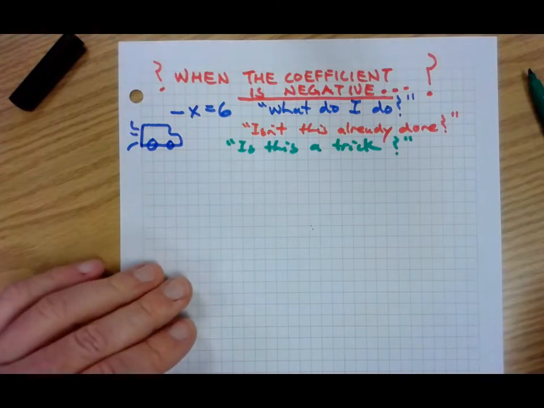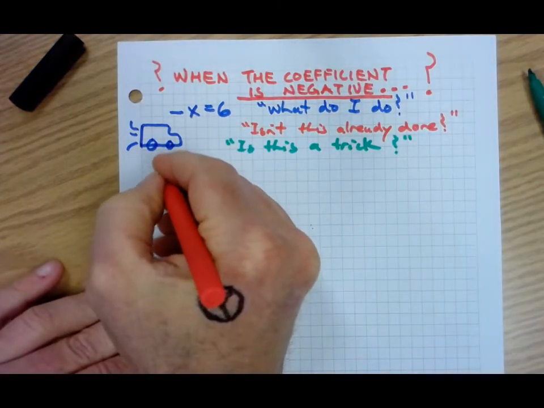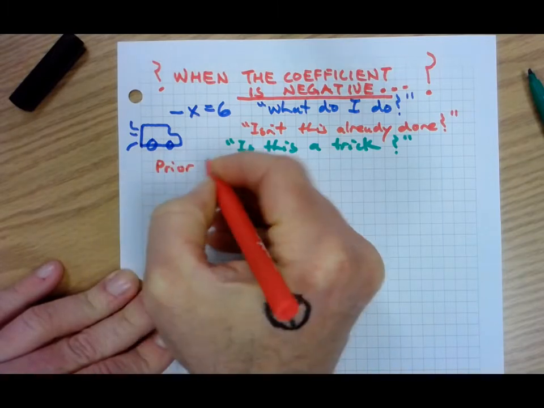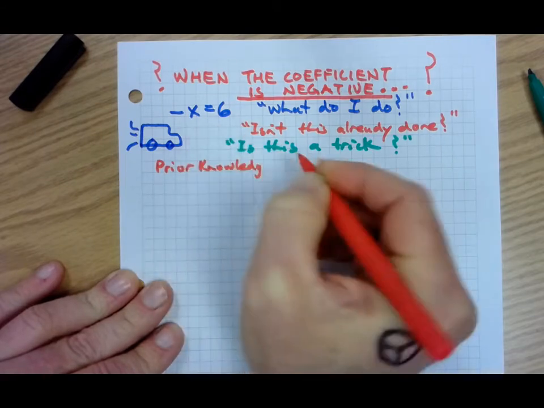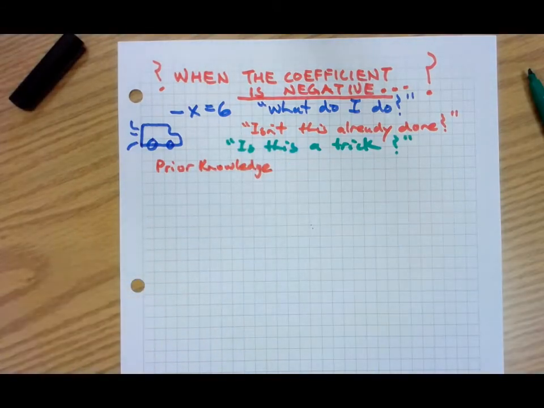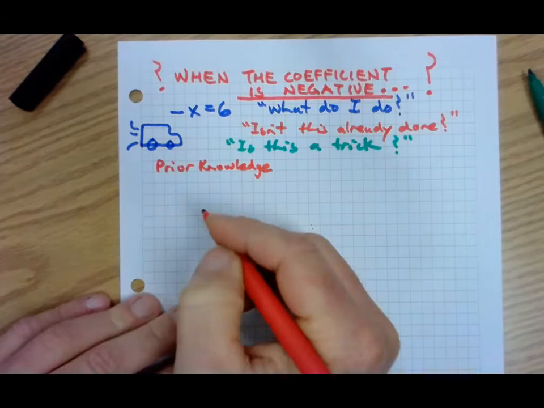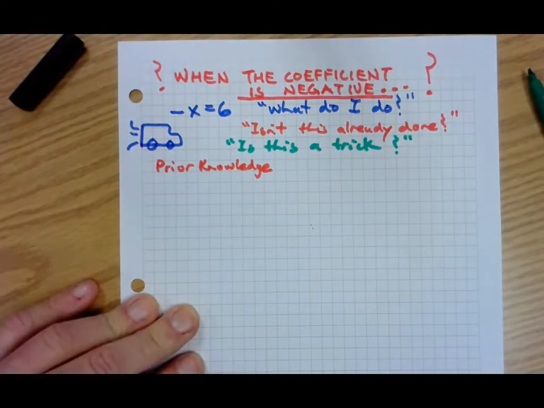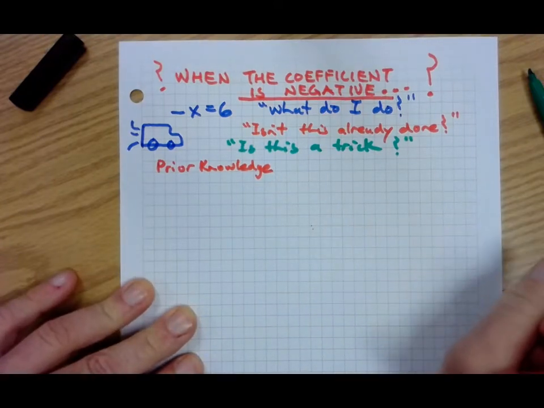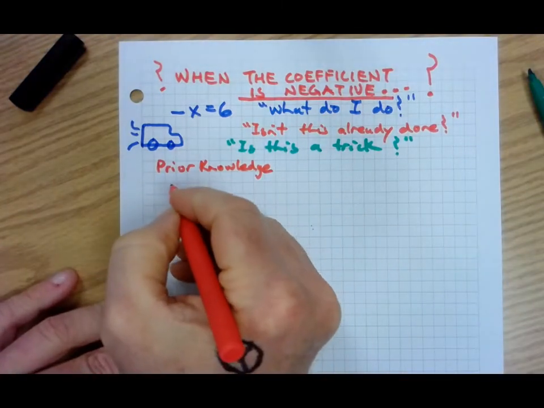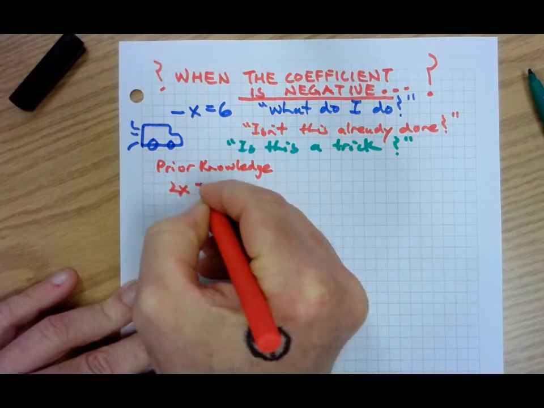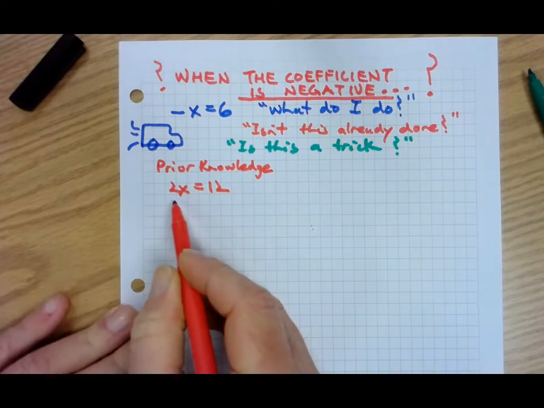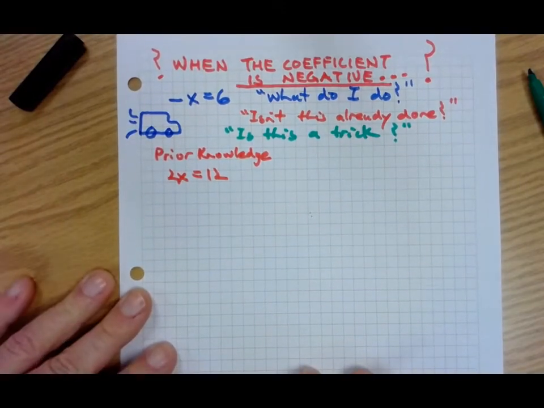Well, let's establish a little prior knowledge, stuff that you already know. And then I'm just going to connect that to this problem, and you'll go, oh, I already know how to do that. That's my only job as a teacher, is to make you believe that you already know how to do things, because the thing is, you do. So before, what if we had just a simple one like this, 2x equals 12. What would you do?